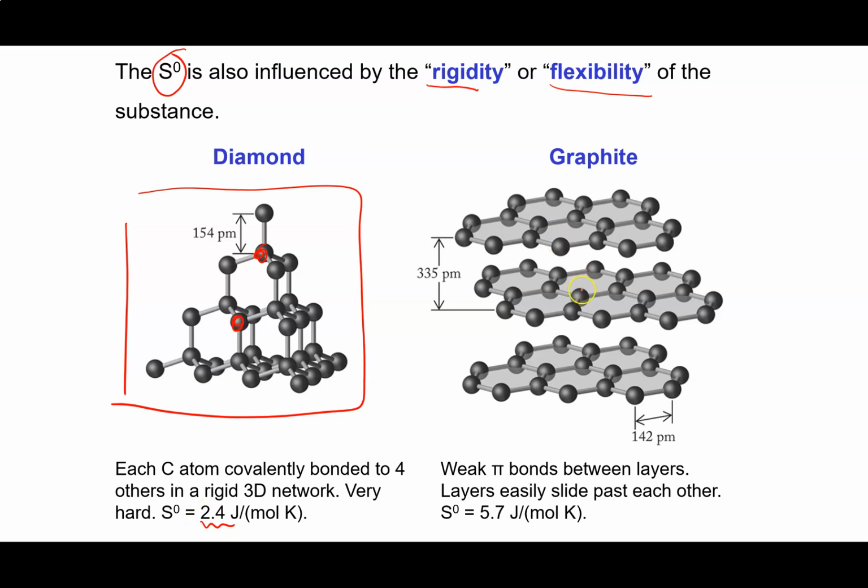If we go to graphite, where we have layers of carbon atoms, every carbon atom is sp2 hybridized and bonded to 3 others in a trigonal planar arrangement. We have only weak dispersion forces between the layers. There's a lot more flexibility in this structure. The atoms are able to move around more. Those layers can slide because we have weak, what we call pi bonds between the layers. We have weak dispersion forces between the layers. These are referred to as pi bonds sometimes. So the layers easily slide past one another, and we have a relatively high standard molar entropy.